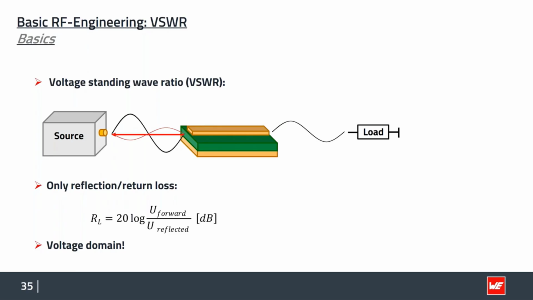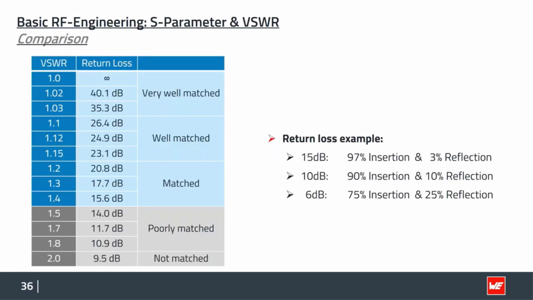To compare these two options, let's have a look at the table. So if we are talking about the VSWR, the best value you can have is 1. So if you have 1, you have a perfect match and you have no loss. And the higher the value gets, the worse your matching will get. So up to a point of 1.4, we talk roughly about a matched system. And if it's getting higher, we are poorly matched or not matched at all.